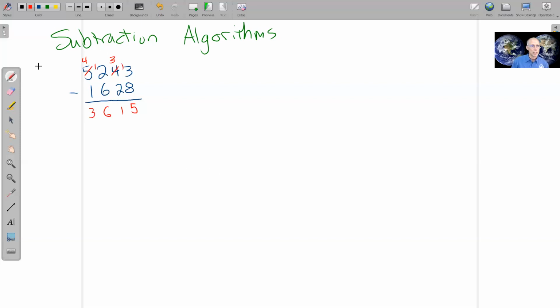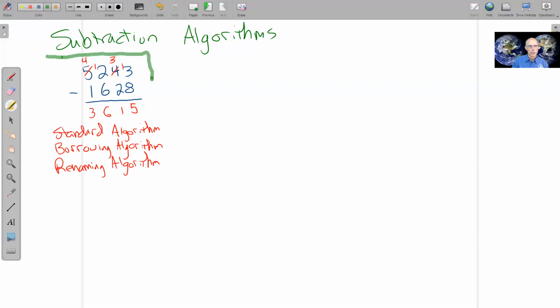So this is, again, what we call the standard algorithm, or what I call the standard algorithm, because that's what most of us grew up learning. It's also known as the borrowing algorithm, or the renaming algorithm. So that describes this right here.